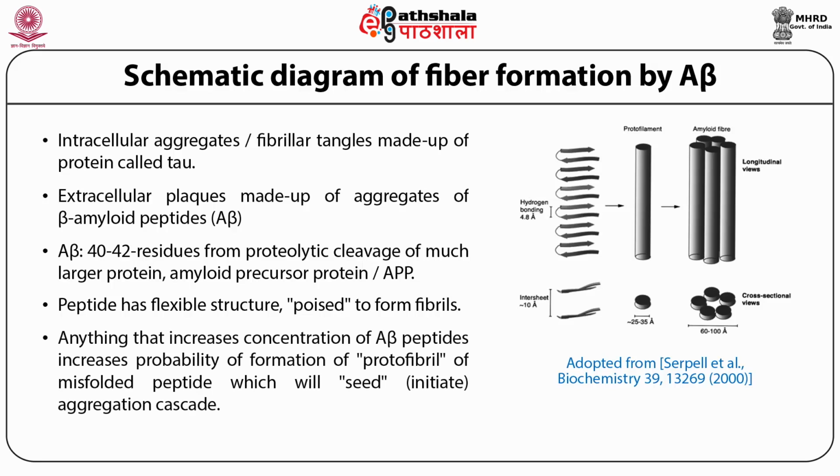Anything that increases the concentration of A-beta peptides increases the possibility of formation of these protofibrils of misfolded protein, which will seed and initiate the aggregation cascade. These sequester the actual functional protein and change its conformation. The large plaque seems to be responsible for neurotoxicity once these bundles form.